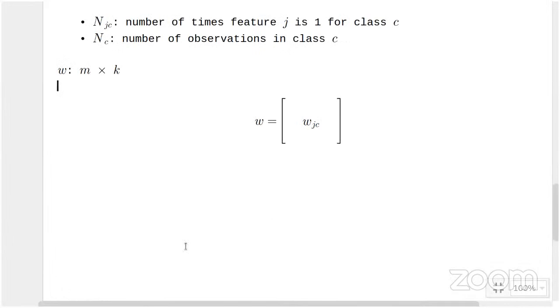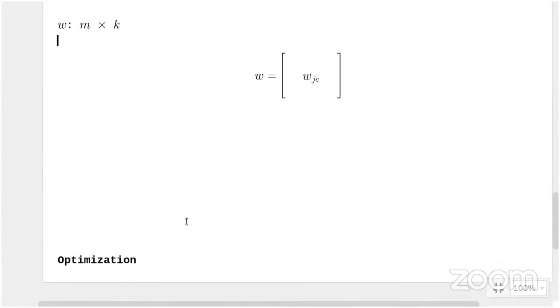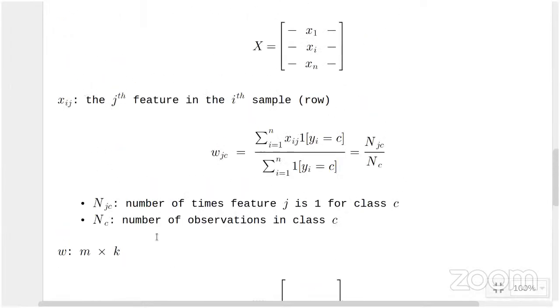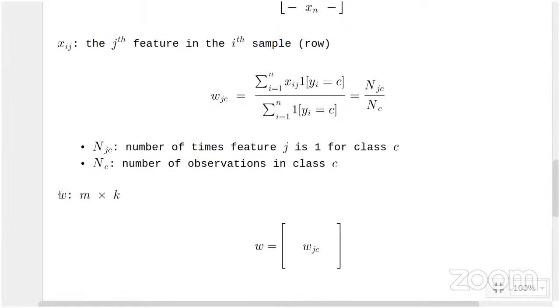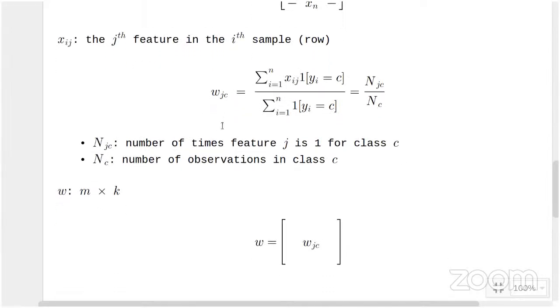I understood, sir. So, like in case of Bernoulli, we had this like in Stats 2 we learned this parameter p. Here we are using parameter W. Exactly. Yeah. w_jc, right? W is a matrix, but for each Bernoulli it is w_jc, the p of w_jc.